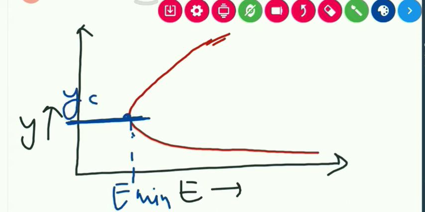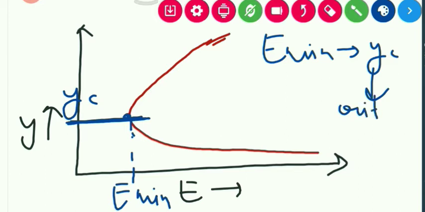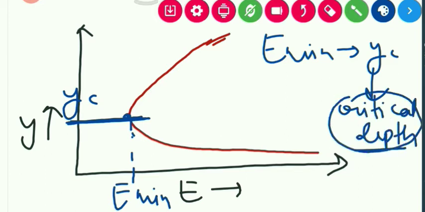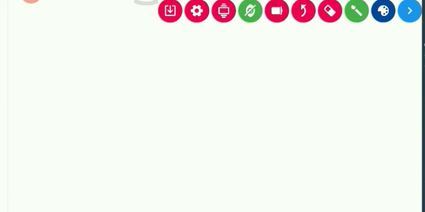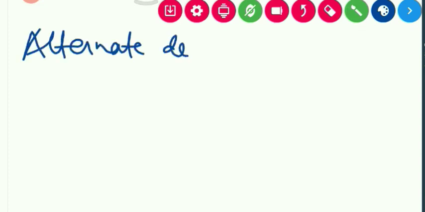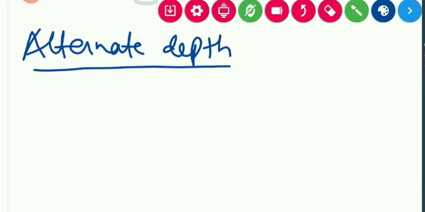So at minimum specific energy, we have the depth of the flow which is called critical depth. Okay, so here the graph is clear. There are a few terms to be introduced over here. The first term is alternate depth. What is alternate depth?